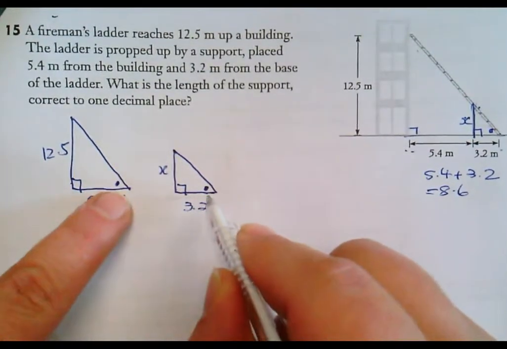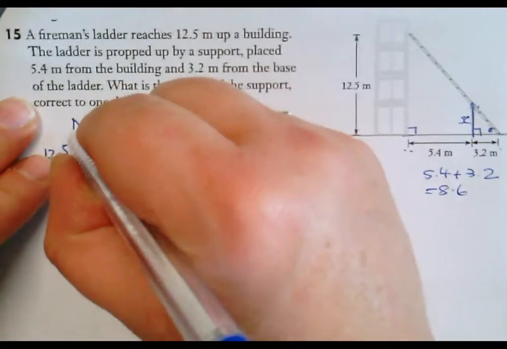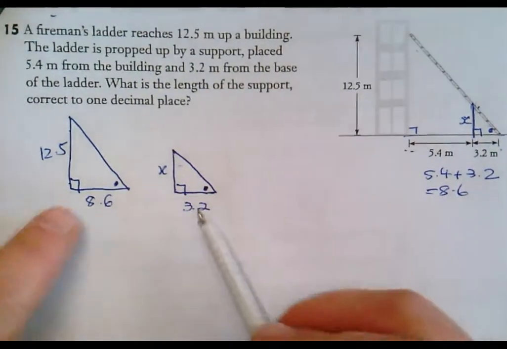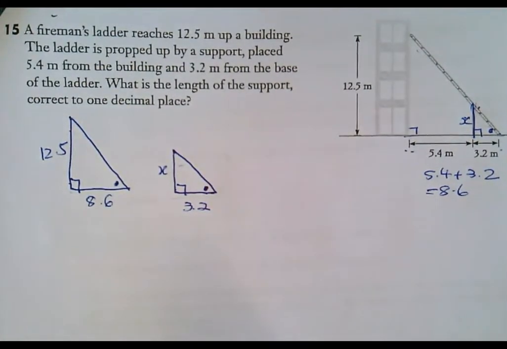So these two angles are the same. Those two angles are the same. By default, what's left over, these two angles there have to be the same. Do you get that? If they're the same and they're the same, then the top ones have to be the same because all triangles add up to 180.